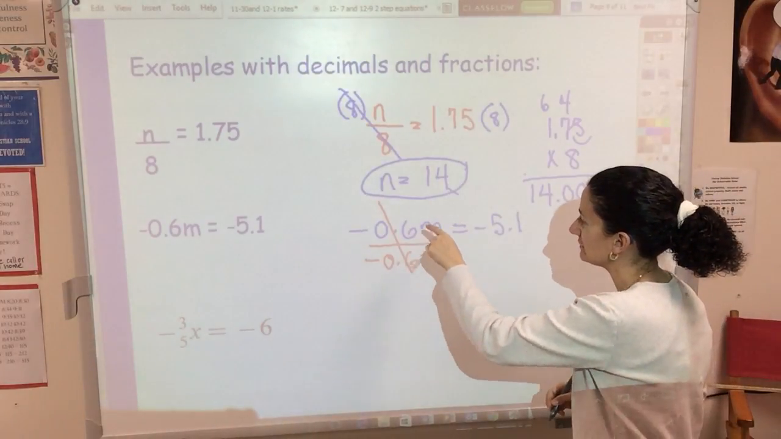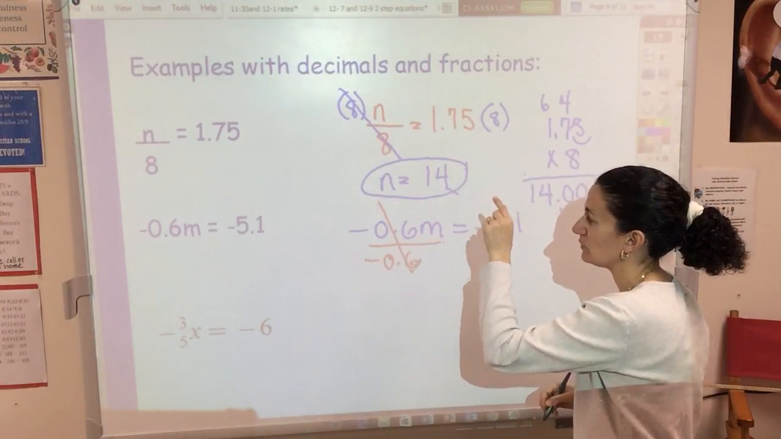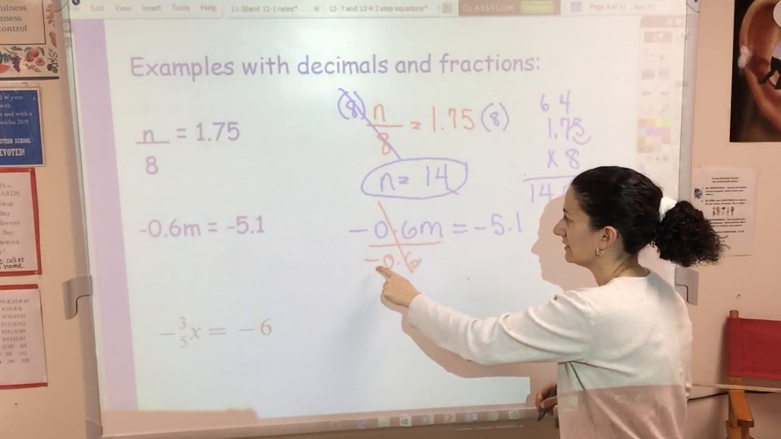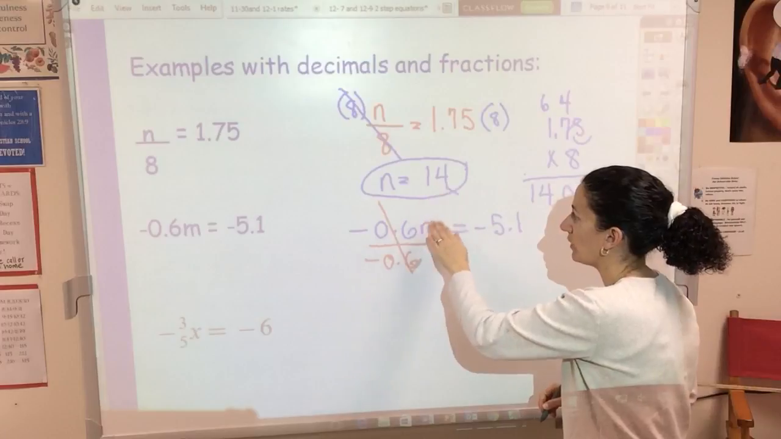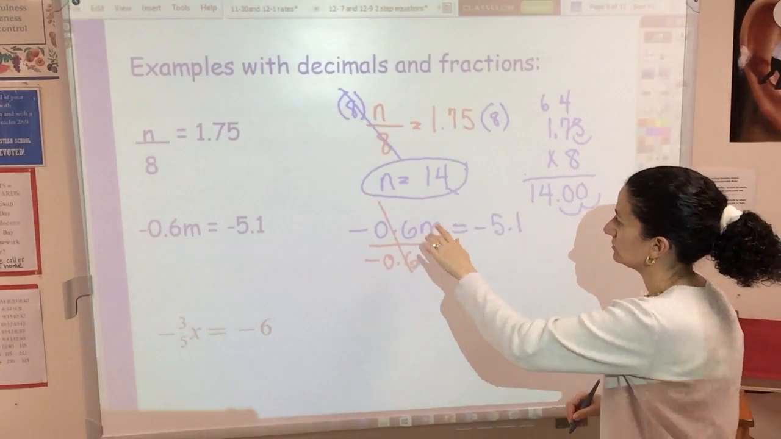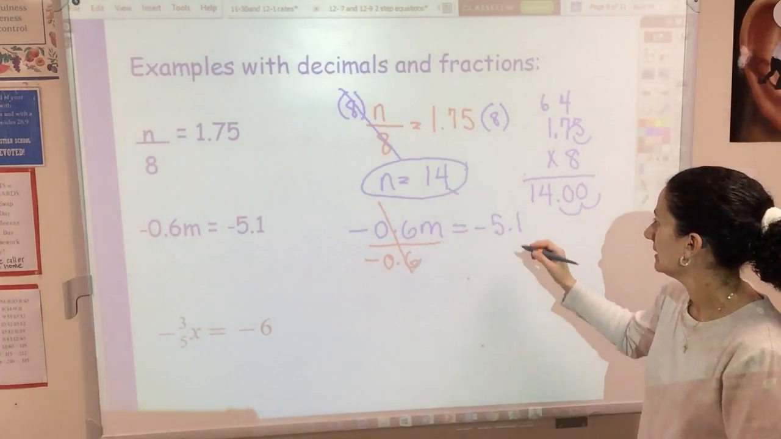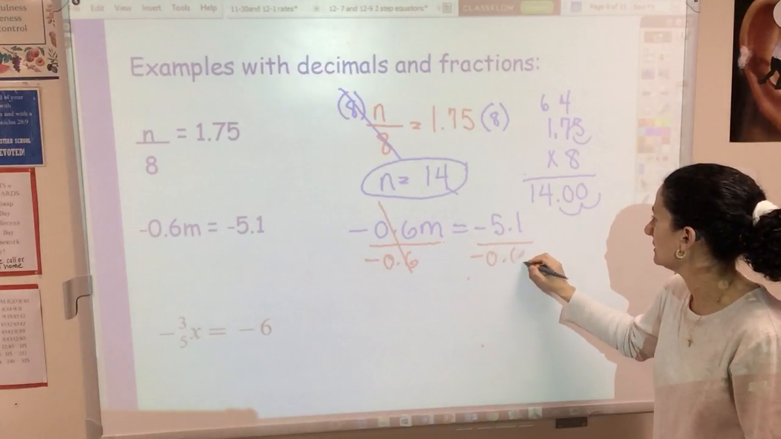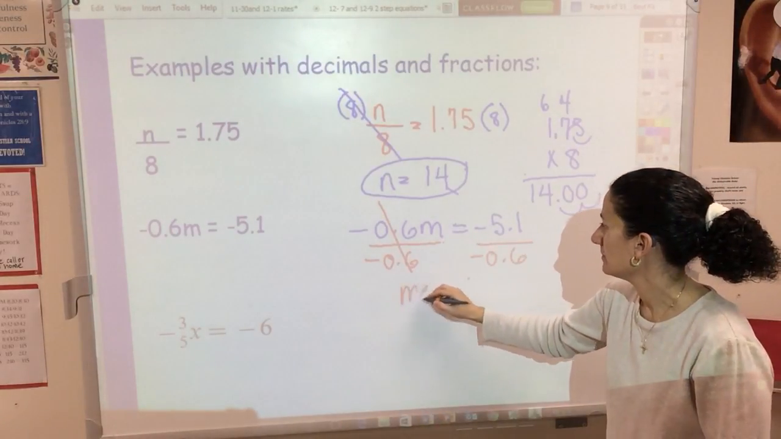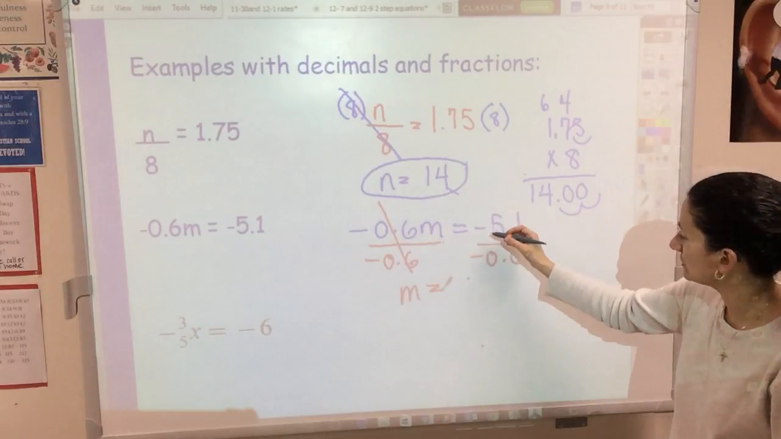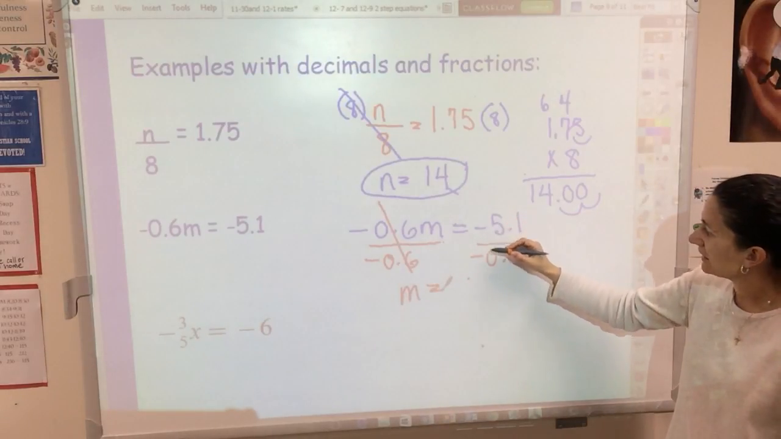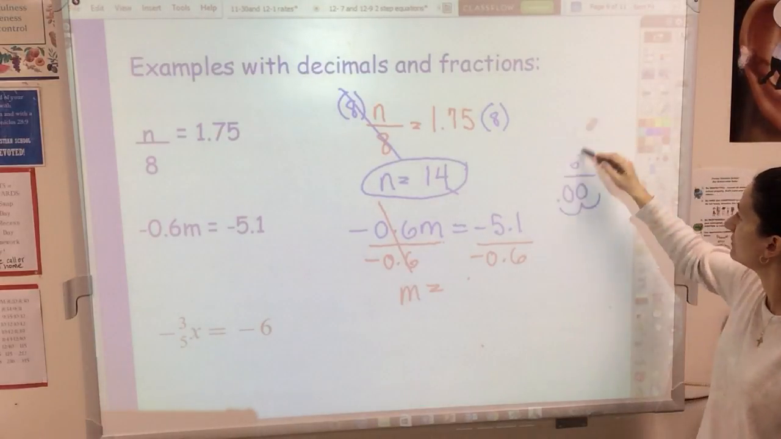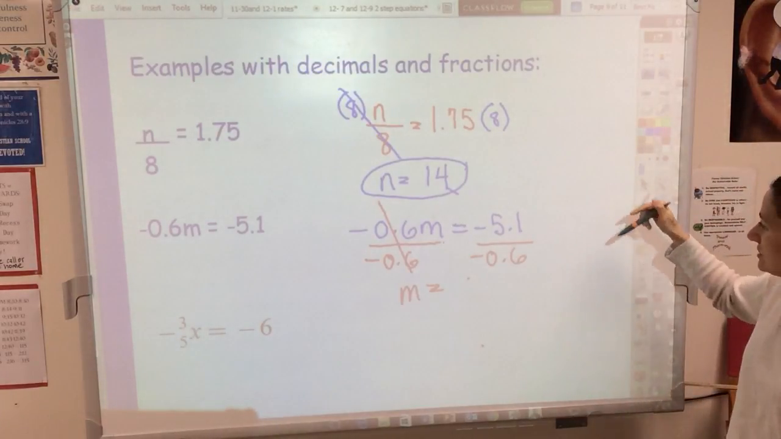We have to divide by the negative because that will isolate the m. Negative 0.6 divided by negative 0.6 will give me 1. If I forget to put a negative there, then I'll still be left with a negative 1m. I don't want a negative. So divide by the exact same thing. Whatever you do to one side, do to the other. Divide by negative 0.6. And m equals, okay, I know my answer is going to be a positive because a negative divided by a negative is a positive. And let's review how to divide a decimal by a decimal.